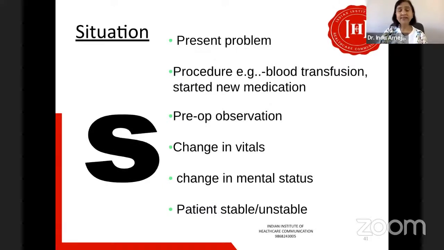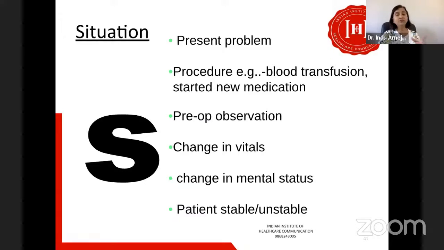Next is S, that is situation. So what is the present problem for which you are calling? It could be about the blood transfusion that you have started, or a new medication that you have given, or the patient having some drug reaction, or it could be a preoperative observation. It could be a change in the vitals. It could be a change in the mental status, or whether the patient is stable or unstable.